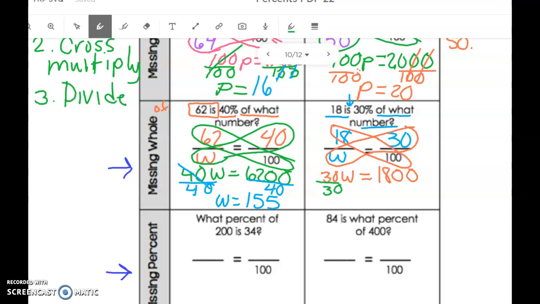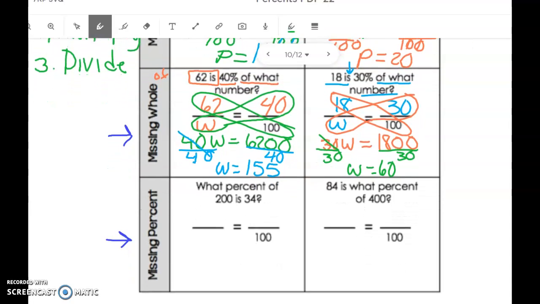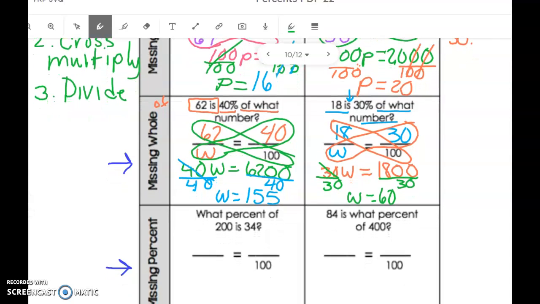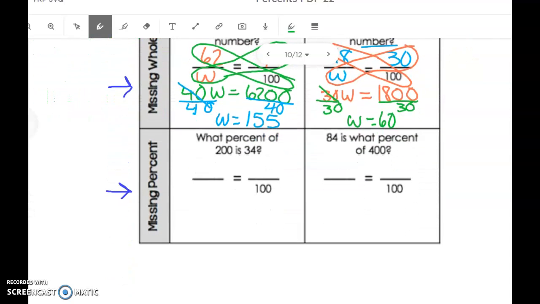We're going to get rid of whatever is on the same side as our variable, because we want to get the letter, the variable, by itself. And when we work this out, W is equal to 60, because 6 times 3 is 18, so 60 times 30 is going to be 1,800. All right, so those are examples of solving percent proportion when we're missing the whole number.